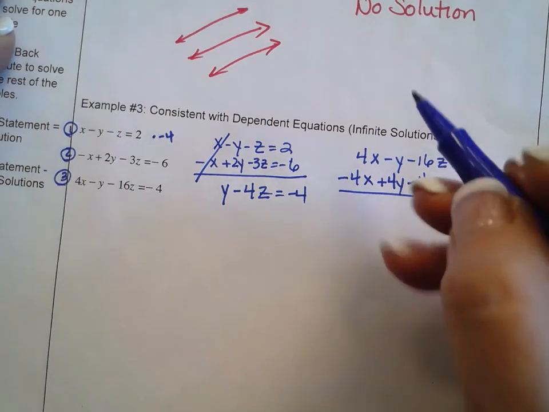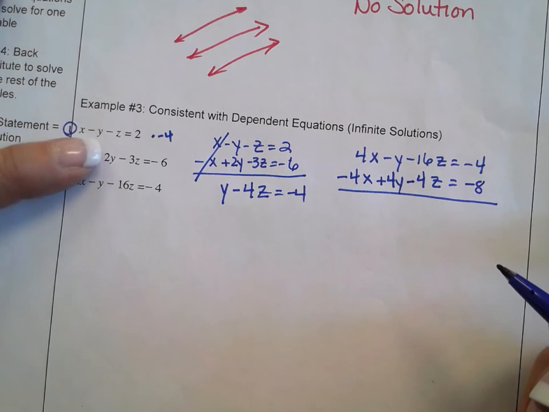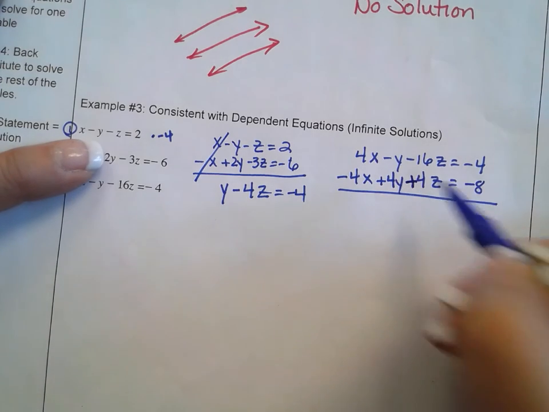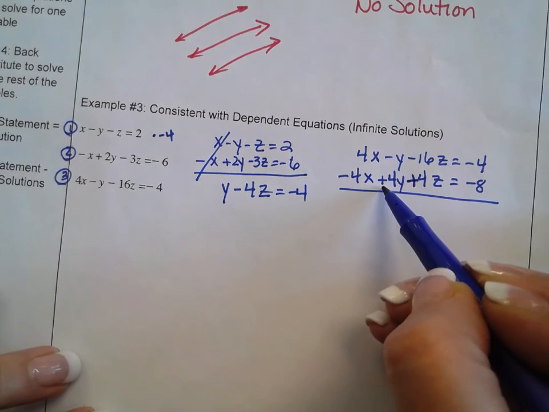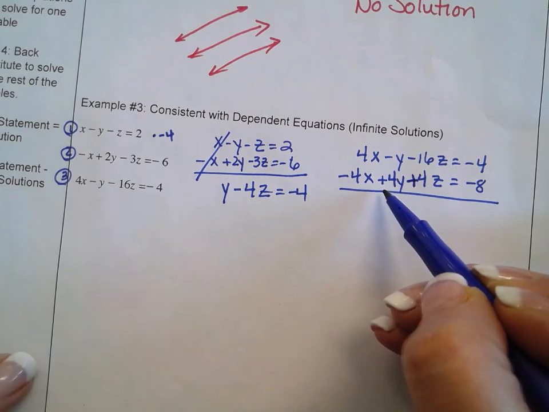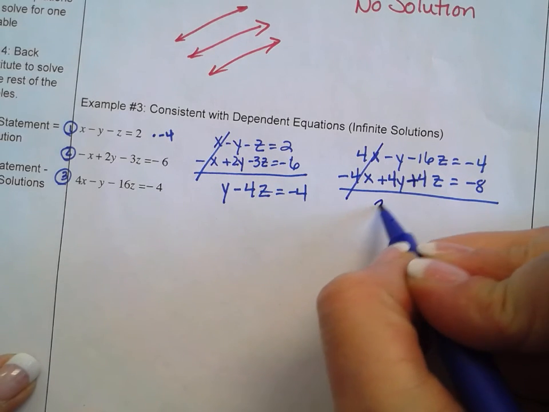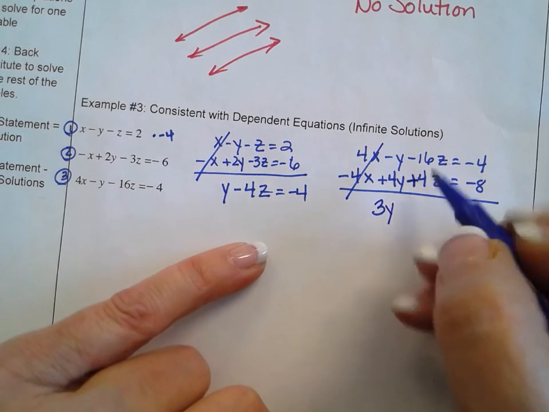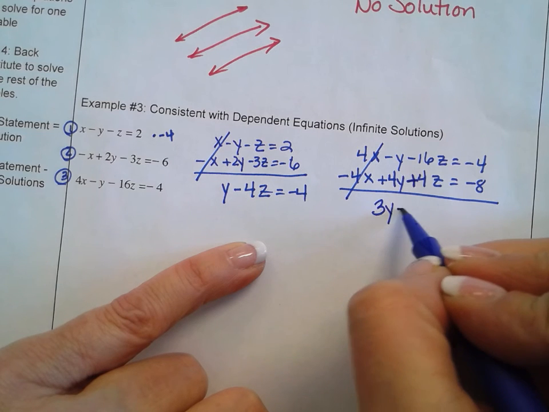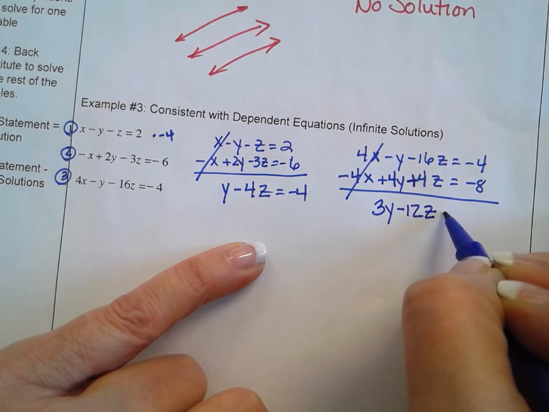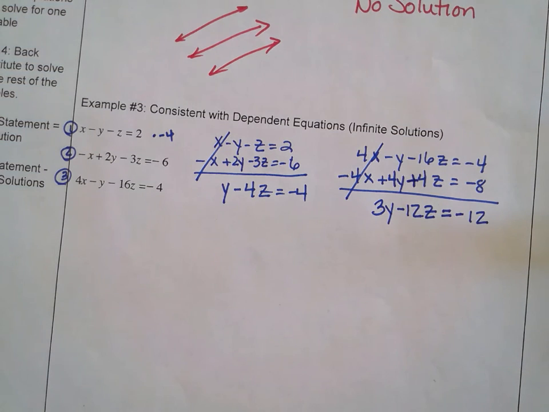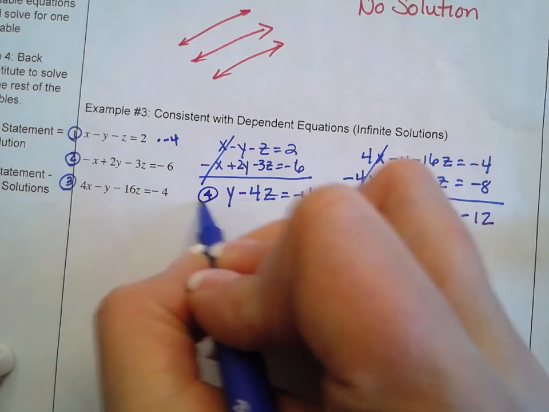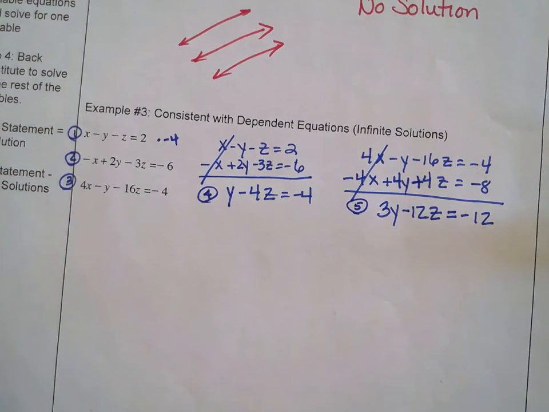Okay? Oh, good catch. It would be a positive y, too. I do have a positive y. Oh. All right, that cancels, and I'm left with 3y minus 12z is equal to negative 12. Did I do all those right? Okay, so now I have 4 and 5.